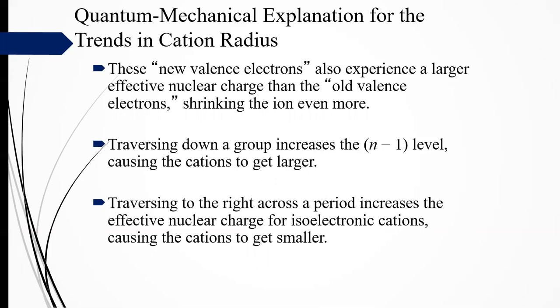When we go down a group, we're going to be larger cation to cation compared to the other one because we're still increasing our group size. And then when we go right across the period, the effective nuclear charge for those isoelectronic cations continues to increase because we have even more protons. And so that means that our cations continue to get smaller. And so those are the explanations for our cations from our quantum mechanics.